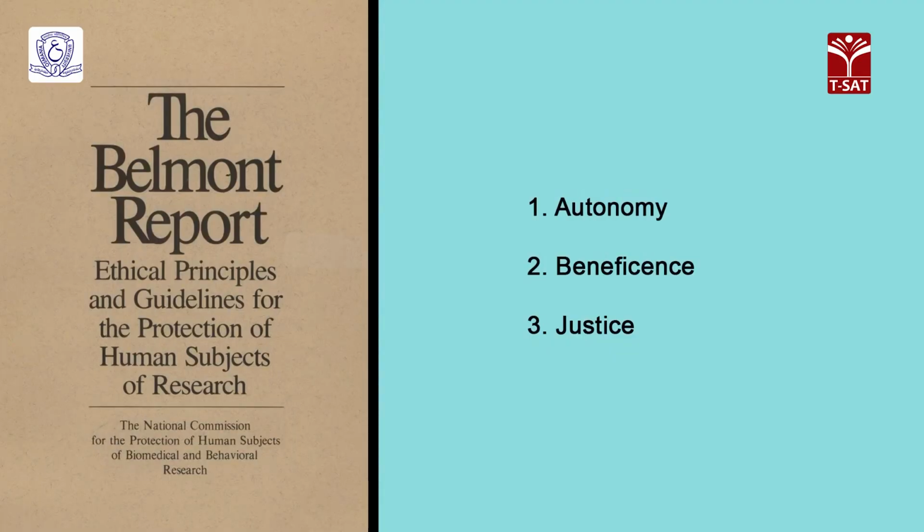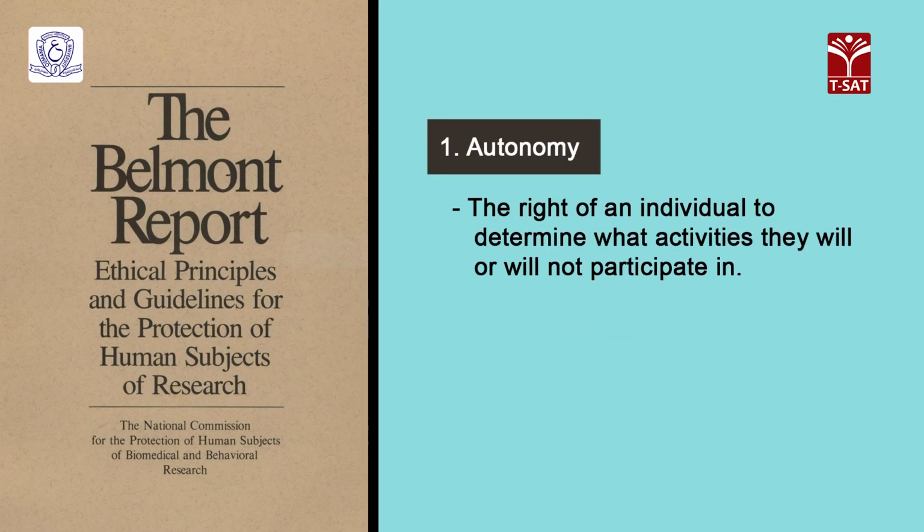The three primary ethical principles cited in the Belmont Report are autonomy, beneficence and justice. One, autonomy refers to the right of an individual to determine what activities they will or will not participate in. Implicitly, full autonomy requires that the research participants are able to understand what they are being asked to do, make a reasoned judgment about the effect participation will have on them and make a choice to participate free from coercive influence.